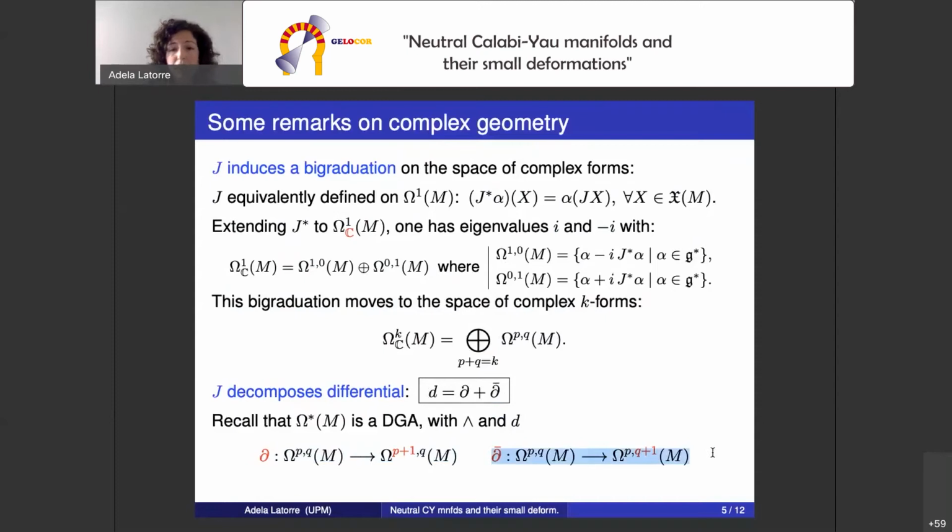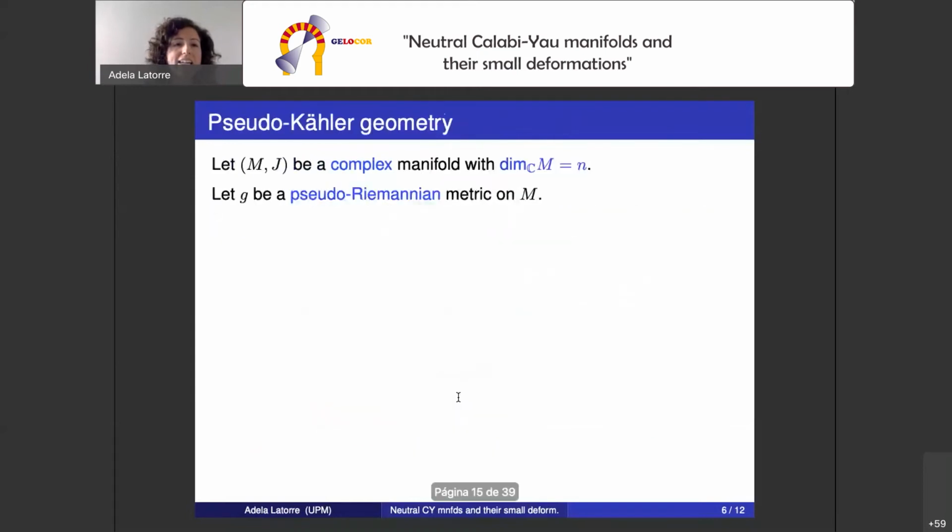The good point about these two differentials is that we can define cohomologies specific to complex manifolds, different from the usual de Rham cohomology. So I'm going now to metrics.